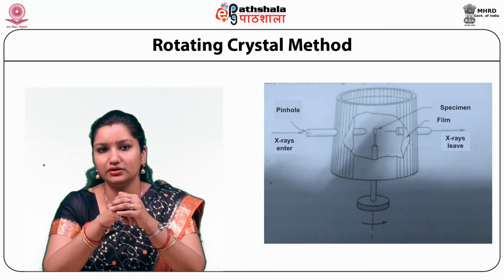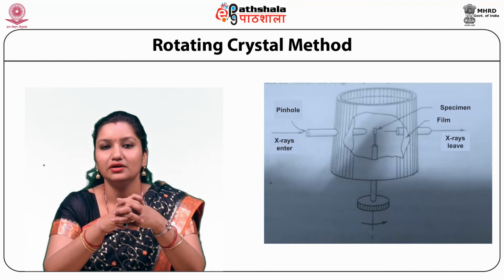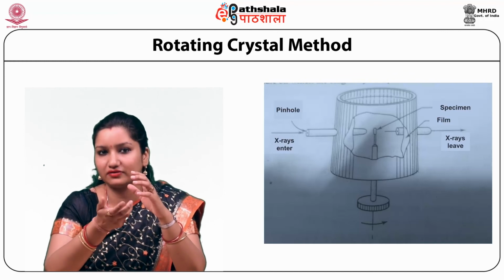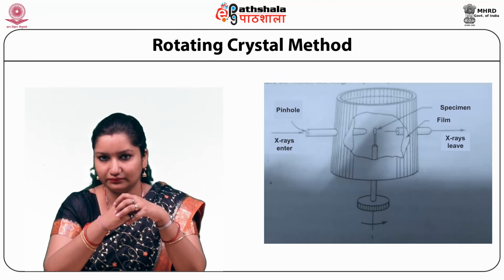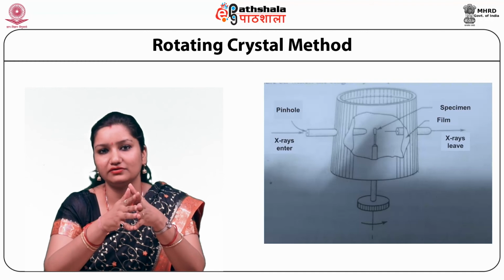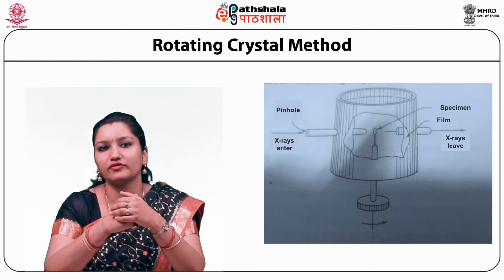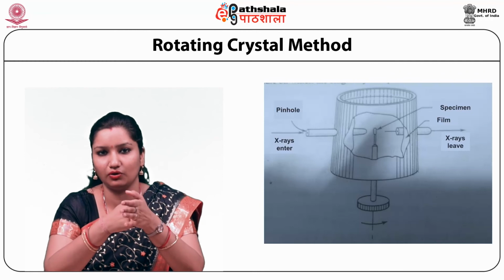The second method is the rotating crystal method. In this method, a single crystal is rotated about a fixed axis in a beam of monochromatic X-rays. The variation in the angle theta brings different atomic planes into position for reflection. A simple rotating crystal X-ray camera is shown in the given figure below.